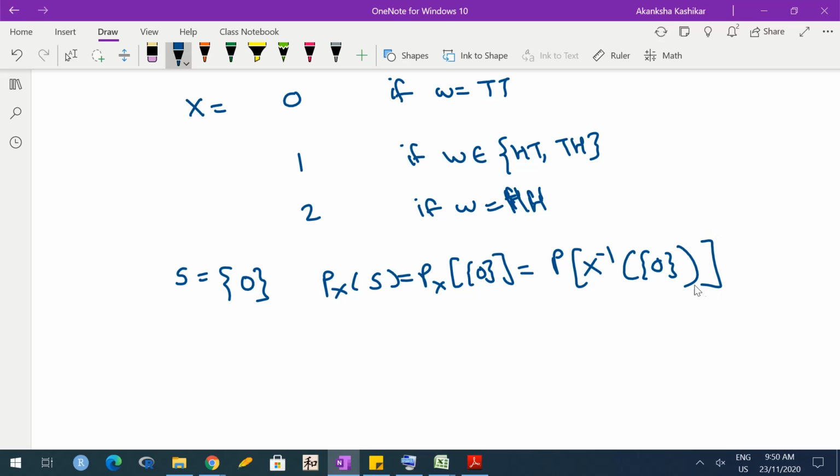And X inverse of singleton 0 is what? X inverse of singleton 0 is just tt. So this we know is 1 by 4.